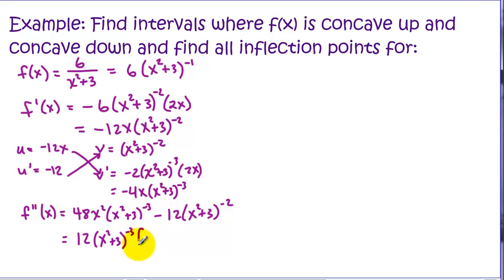And now we find out what remains after we factor out our leftovers. So if we divide here, 48x squared divided by 12 is 4x squared, and these terms cancel out. Now when we divide this by our GCF, negative 12 divided by negative 12 is negative 1. And here we subtract the exponents, so negative 2 minus a negative 3 is plus 1.